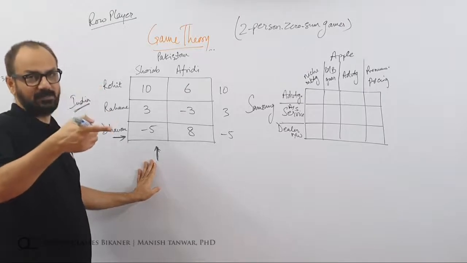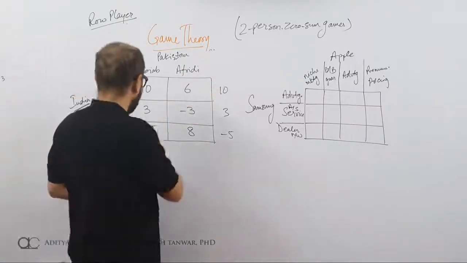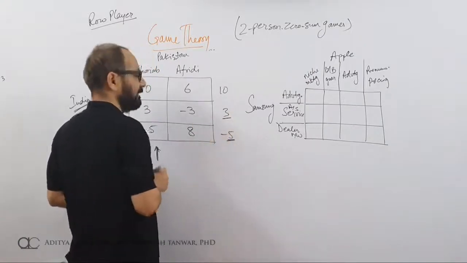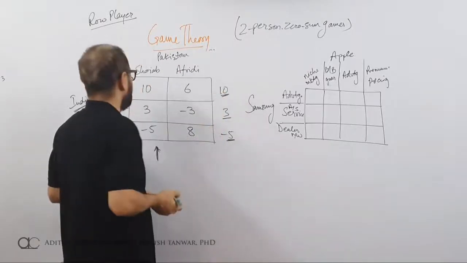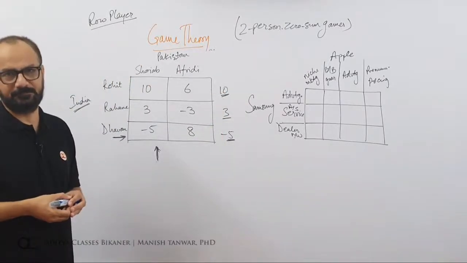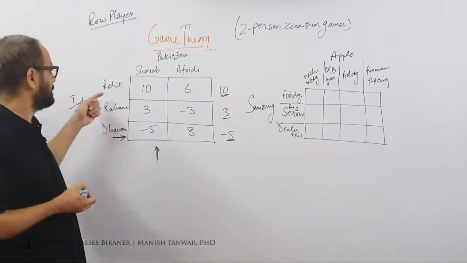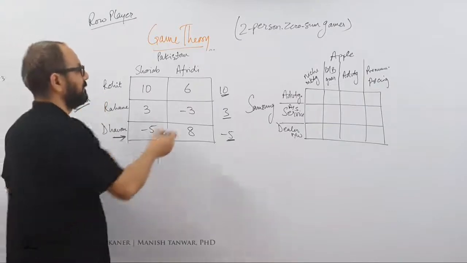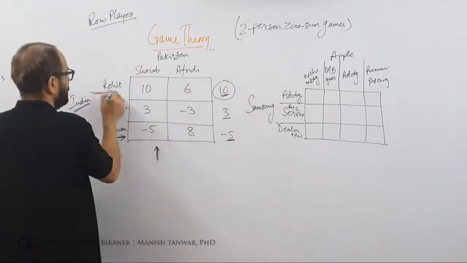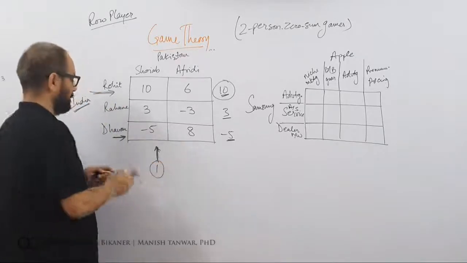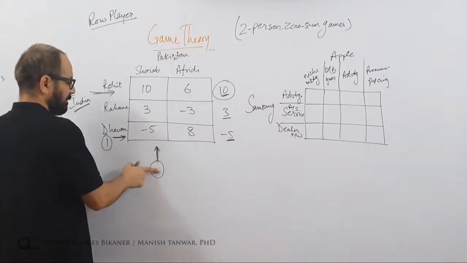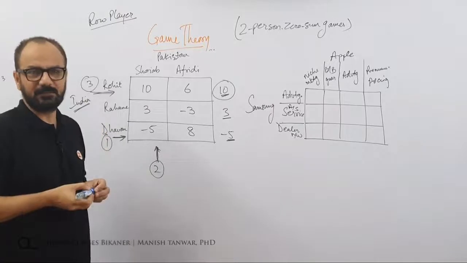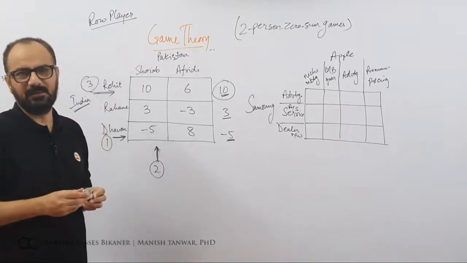Now it is turn for India to decide what is best for India. If India sends Dhawan, it will be a loss of 5. If India sends Rahane, it will be a gain of 3. But if India sends Rohit, it will be a gain of 10. So, whom will India send? India will obviously send Rohit, because he will be making 10 runs. So, you see, I took my first call by sending Dhawan. Pakistan took second call. I took third call to Rohit. And this is how strategies will keep on hopping.